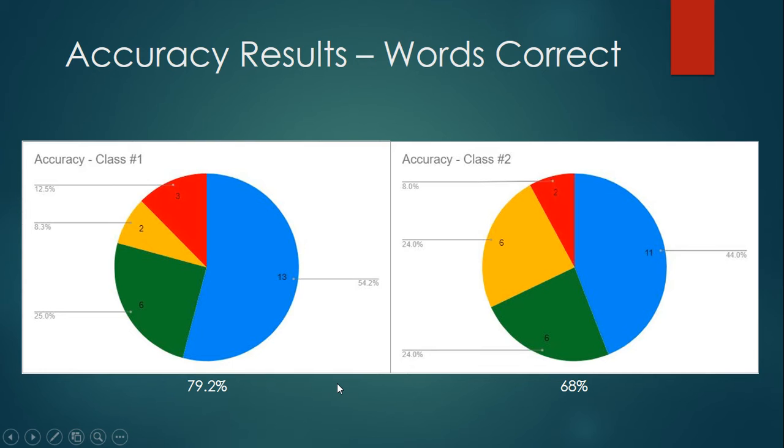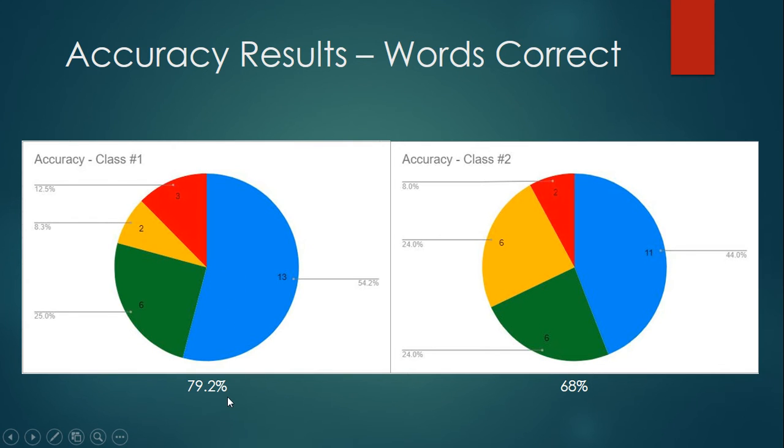Then I looked at the accuracy. This doesn't only worry about the fluency, where they have to read words in a certain amount of time, but they also have to make sure they're reading it accurately. In the beginning of the year, their goal is at least 98% accuracy, and that would be the green area, and then 99 to 100% would be above level.